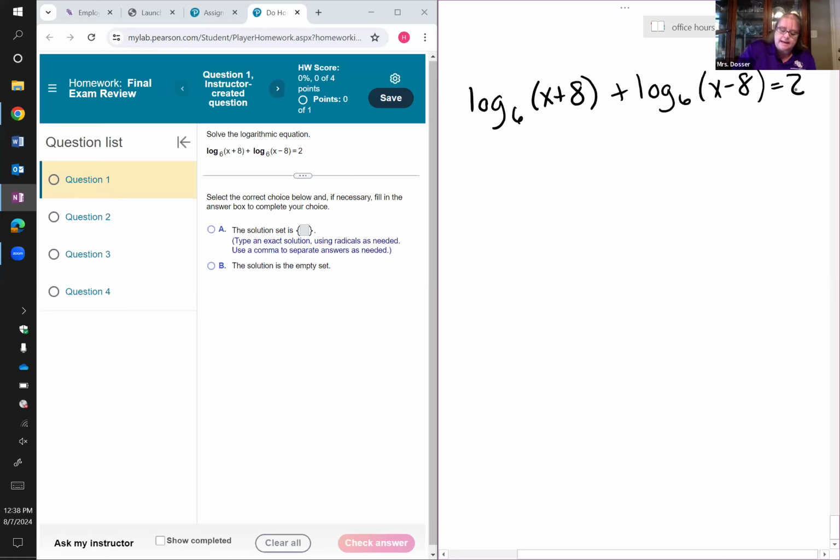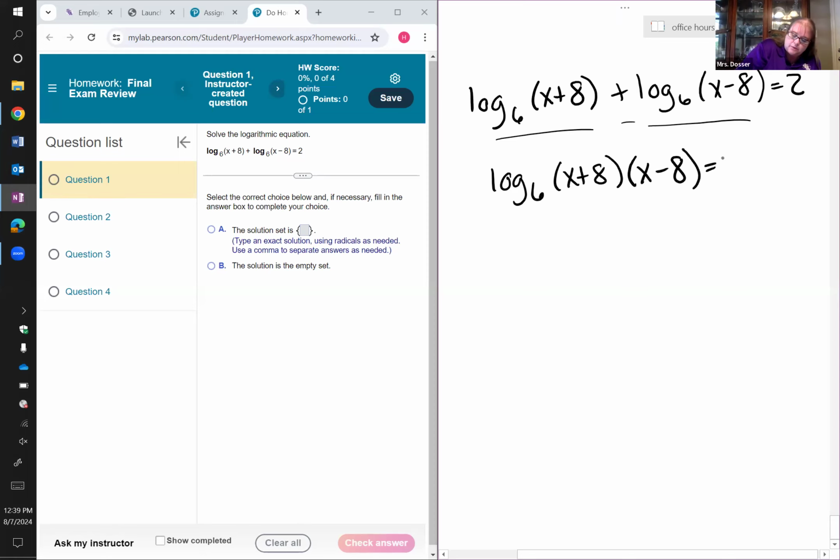So in order to condense those down, notice we've got a log plus a log, and they have the same base. So we can use our product rule. And so we can rewrite that as the product of the logs. And so log base 6 of x plus 8 times x minus 8 is equal to 2. So now that we've used our product rule and we've condensed that to a single log, we can rewrite that log as an exponential in order to be able to solve it.